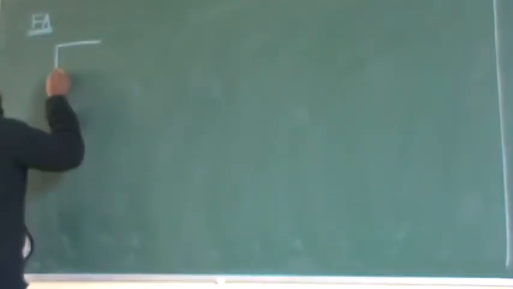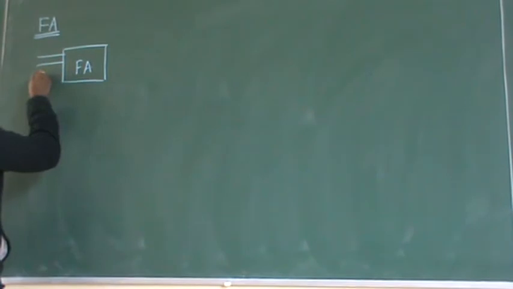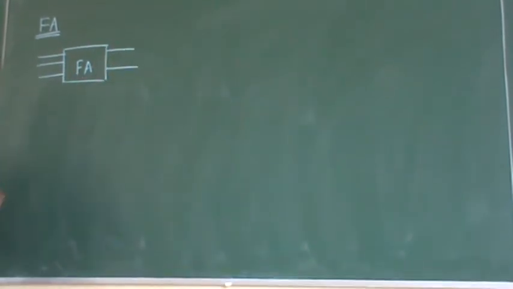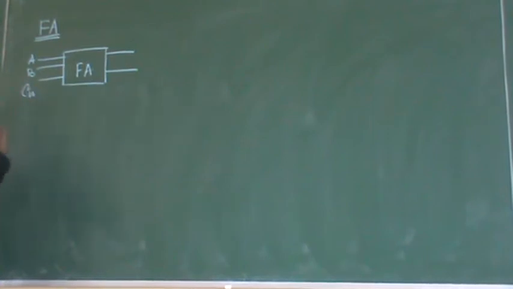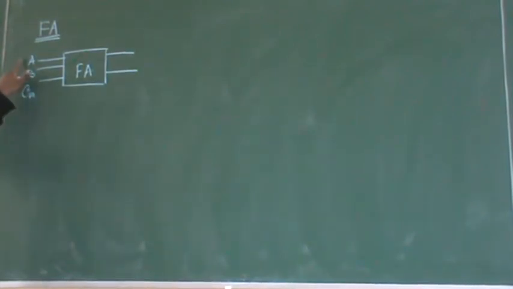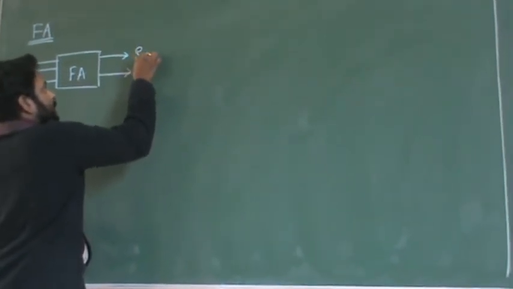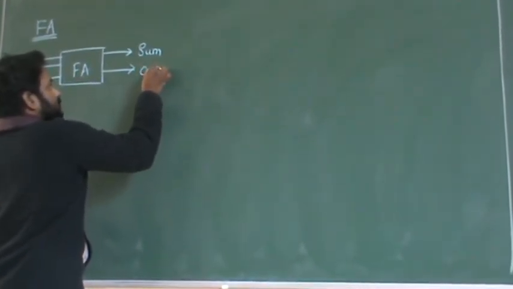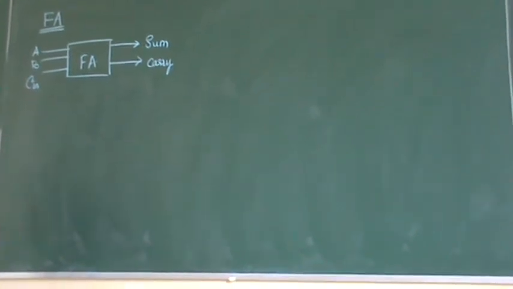So let me write down the block diagram for the full adder. Full adder will be having the 3 inputs and 2 outputs. The 3 inputs are A, B and C in. C in means carry in. The outputs are sum and carry.